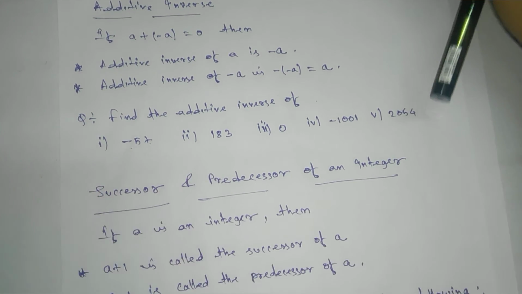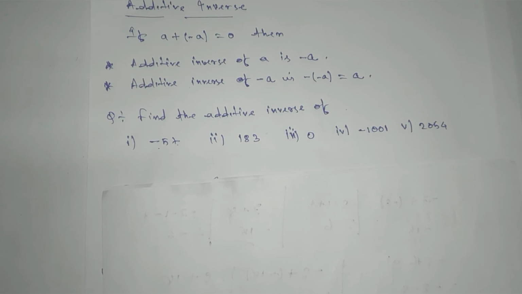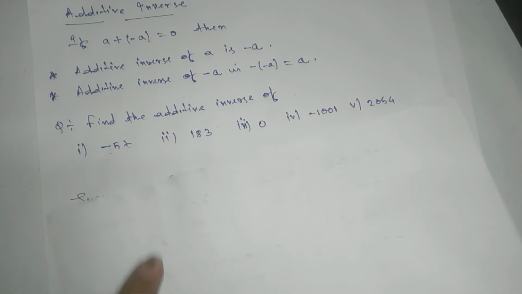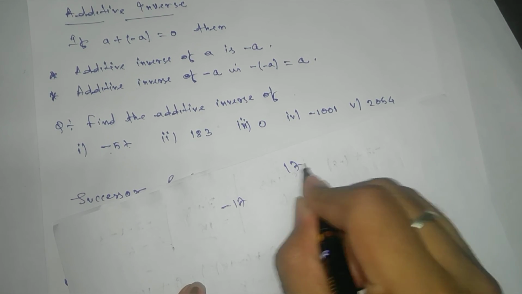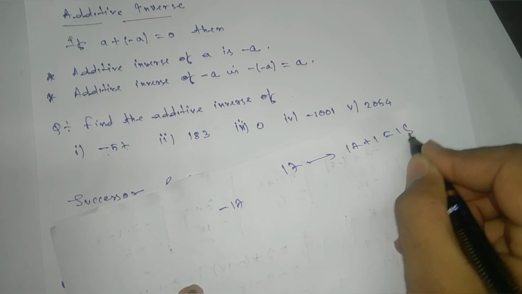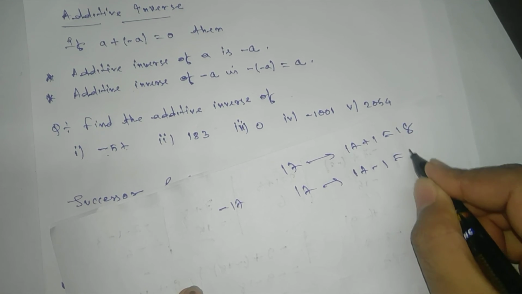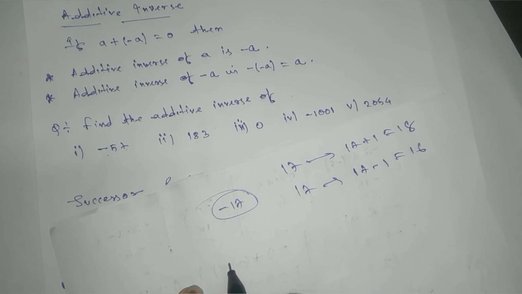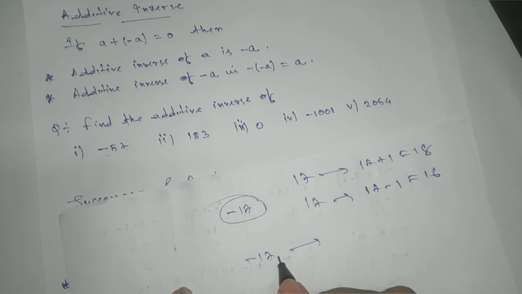Now successor, we have already seen successor in the whole number chapter. Successor means one addition and predecessor means one subtraction, but here many students get confused. If I give you plus 17, yes, your successor will be 17 plus 1, that will give you 18, and for predecessor we subtract, we get 16. But for -17, many students think that the successor of -17 will be -18. No, not like that.